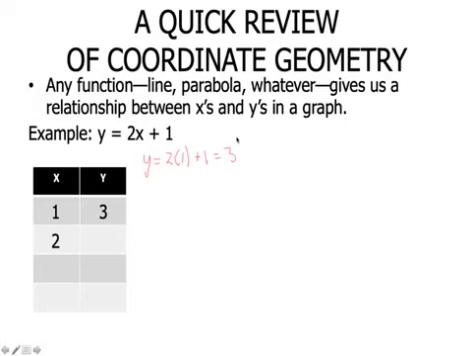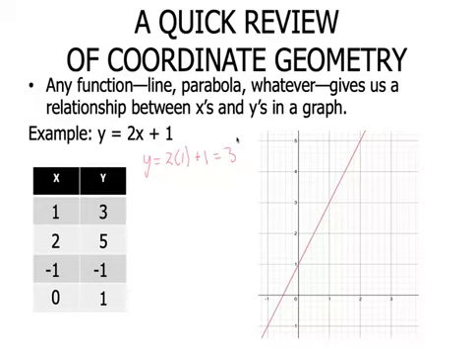And we can do the same thing for 2. And when we do that, I'll invite you to do it on your own. It spits out 5. When you plug in negative 1 for x, it spits out negative 1. And when you plug in 0, it spits out 1. And so we can take all those points and put it on a nice, pretty graph like this, and we can identify them on the graph.